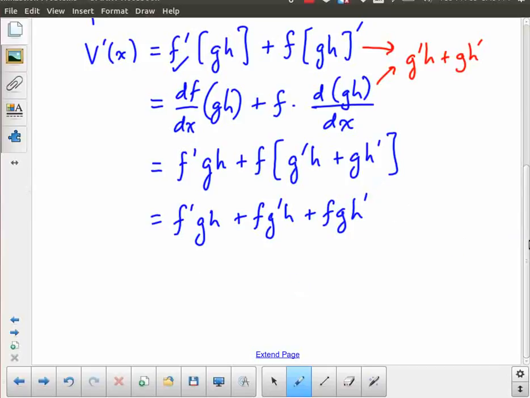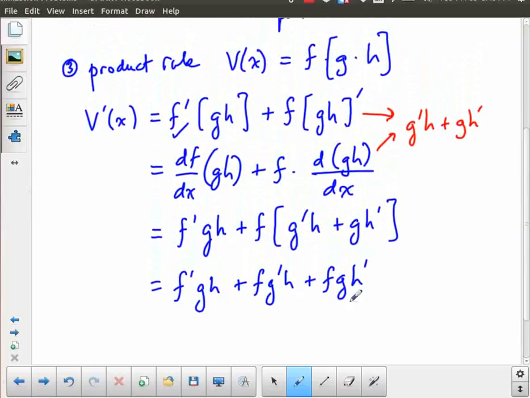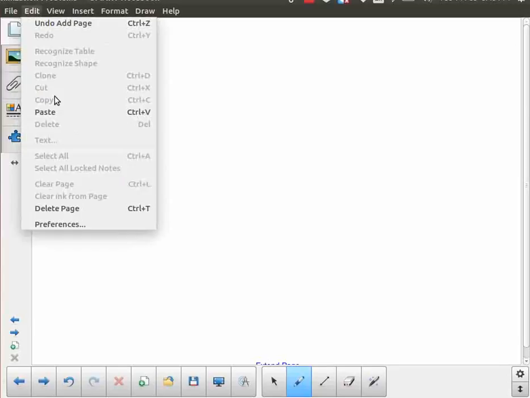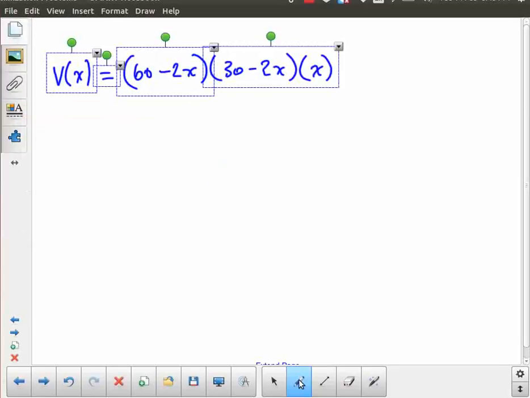How you approach this is entirely up to you, how you use these tools. I just want you to be aware that you do have options. So now let's actually get to solving the problem. So once again, working from there.